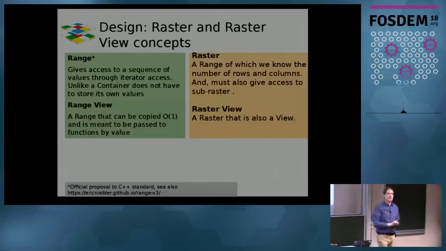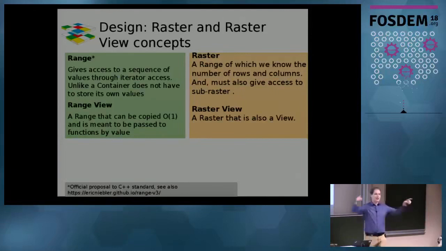My variation of the range is the raster. It's a range with some additional information. You can go from the first value all the way up to the last value, but it goes in rows, and every row has columns. So a raster is just a range of which you know how many rows there are and how many columns there are. And then I have one additional requirement.